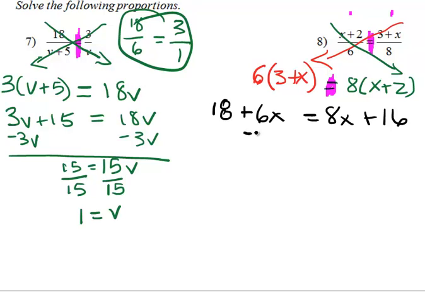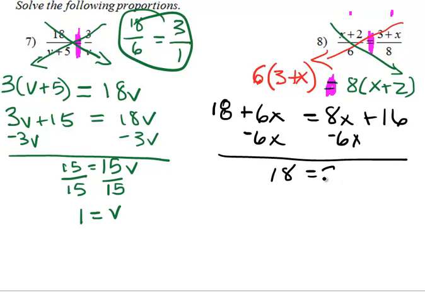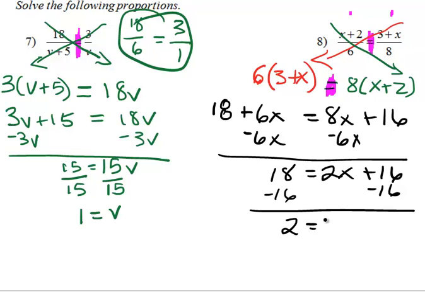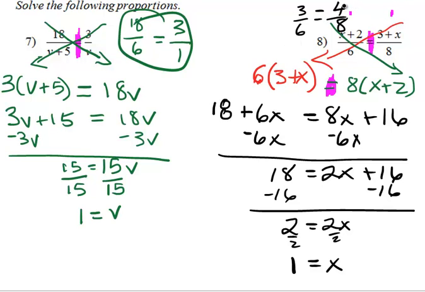Now I'm going to combine like terms. So I'll have 18 equals 2x plus 16. Get rid of the constants. 2 equals 2x. Divide both sides by 2. 1 equals x. And let's check and make sure that'll work up here. That's 1 plus 2 is 3 over 6 equals 3 plus 1, 4 over 8. And that's good. I could even check that by saying 4 times 6 is 24 and 3 times 8 is 24.